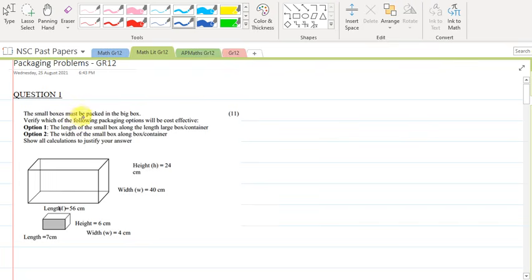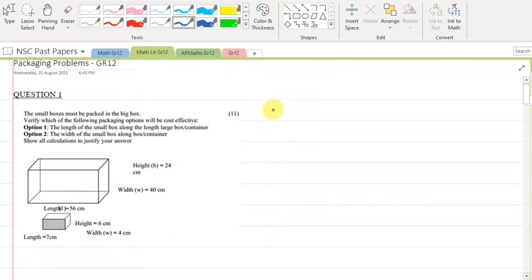So question 1, the small boxes must be packed in the big box, right? So we need to pack these small ones into the big ones. Verify which of the following packaging options will be cost effective. Option 1, the length of the small box along the length of the large box container. So we want to pack length by length. The length here should be matching with the length here, and the width of the small box along the length of the large one.